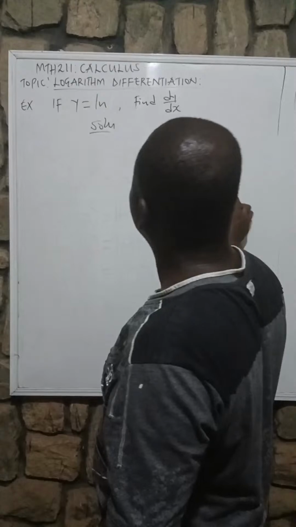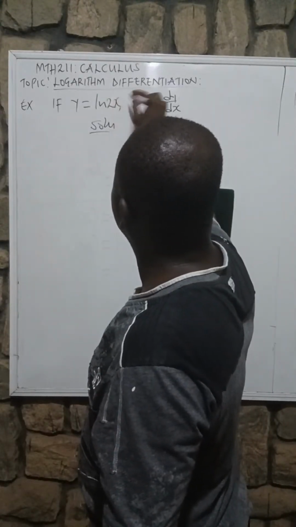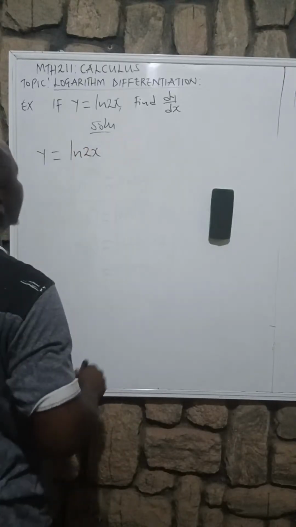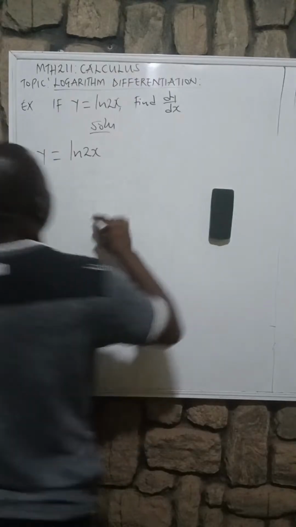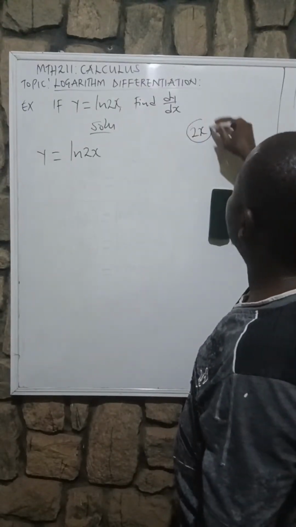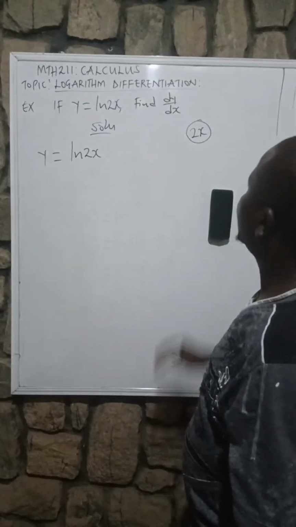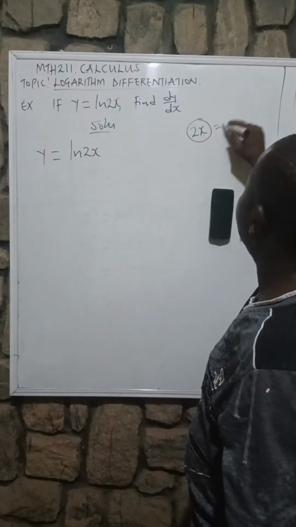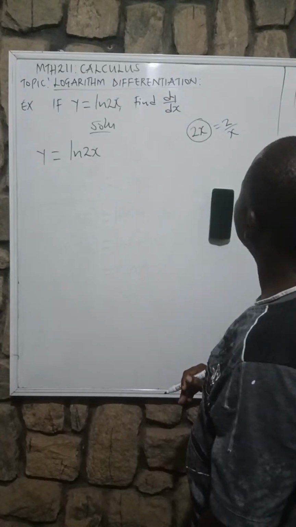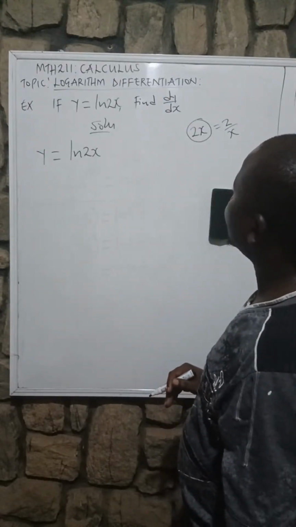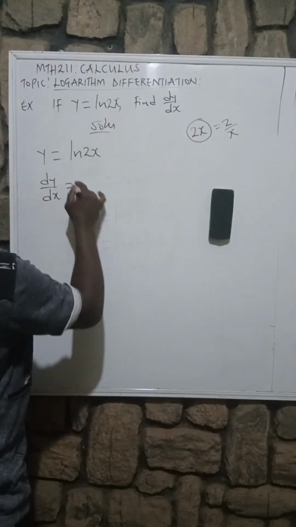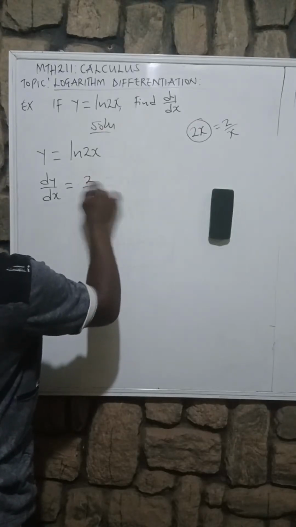What if you are asked to differentiate ln 2x? y equals ln 2x. For us to differentiate ln 2x, just look at it this way. We have ln 2x, right? So just assume that this is how it is. Is that clear? If you differentiate 2x, you are going to have 2 over x. So dy over dx equals 2 over x.